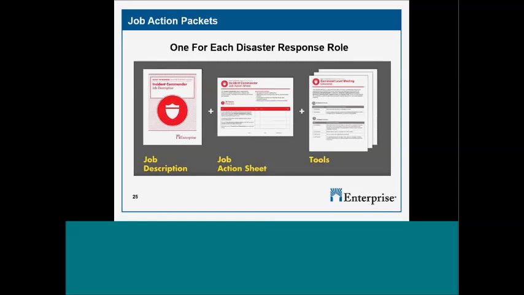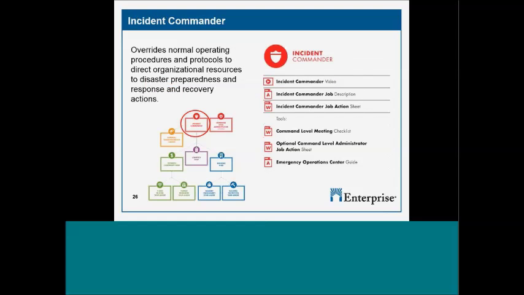And then the job action sheet basically chronicles their duties at particular operational periods. So you're going to want to know what they're responsible for before the event. But we're going to want to know what they're responsible for like 24 hours out before the event, during the event, 24 hours after the event, and then in recovery. So that's a critical part of the job action sheet, and then the tools, which we'll talk about.